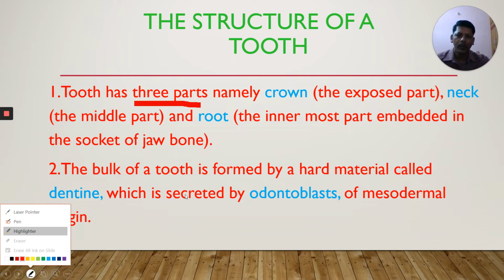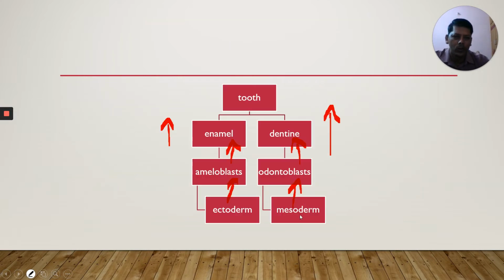Next one. The bulk of the tooth is formed by a hard material called dentin. This dentin is harder than our bone because it has more calcium than bone. The bulk means the greater part: most of our tooth is formed by a hard material, not a hard disk. No, the hardest is the enamel. The hard material called dentin is secreted by cells called odontoblasts.